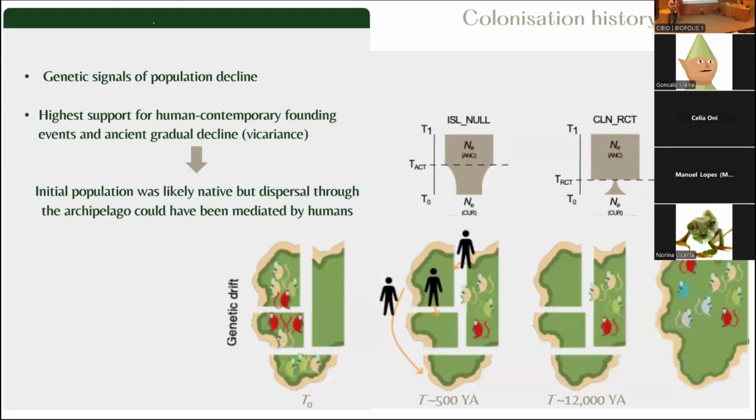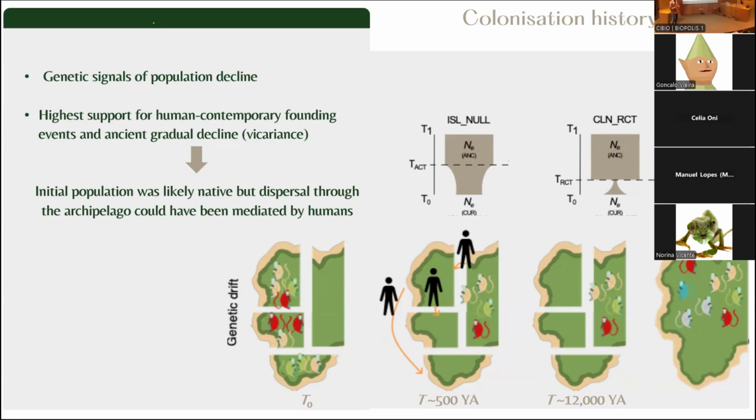When we tested the other, more complex scenarios, we found that 2 of them had very high support. And these were the vicariance model, so sea level rose, isolated the islands, populations started differentiating, but also the recent founding event was also supported across all populations. I didn't specify it there, but it's for all of the tested populations.